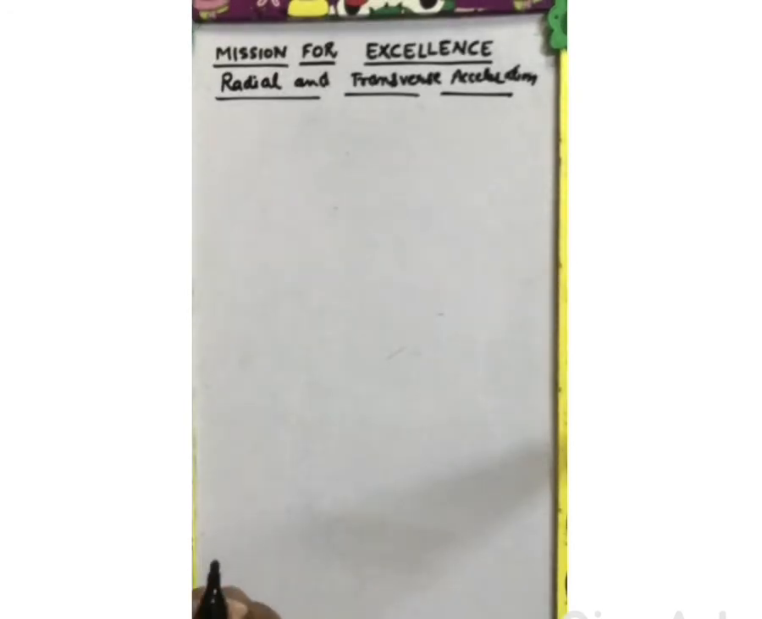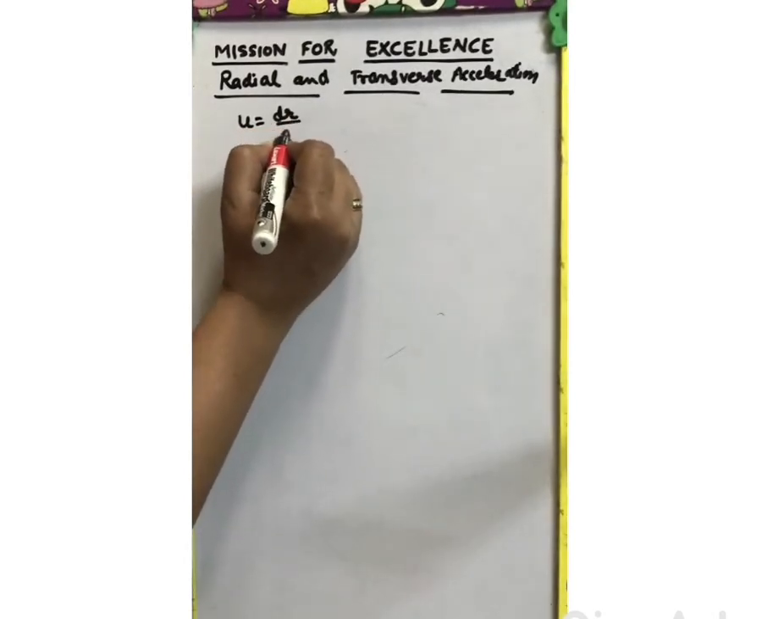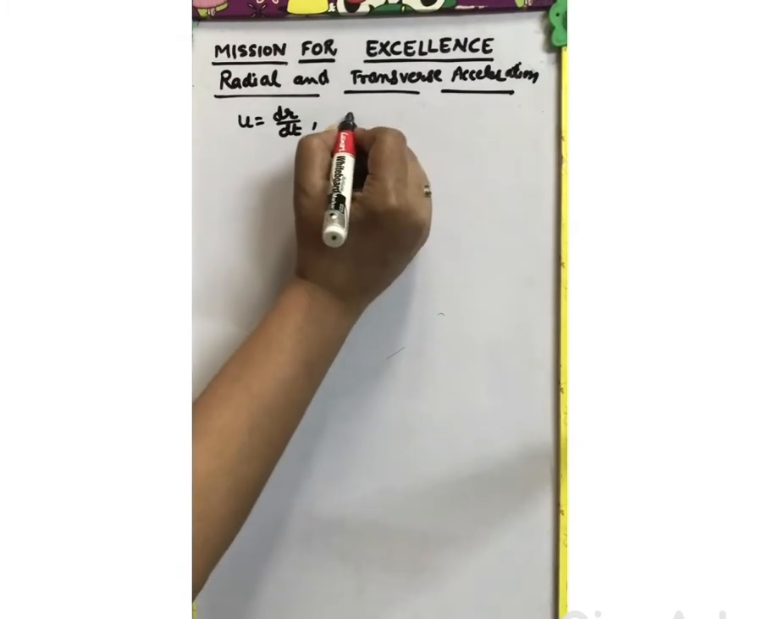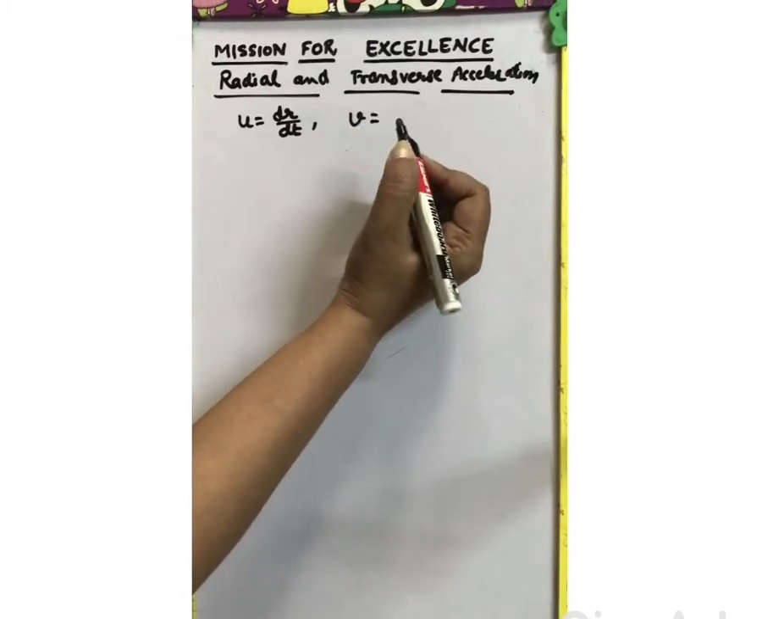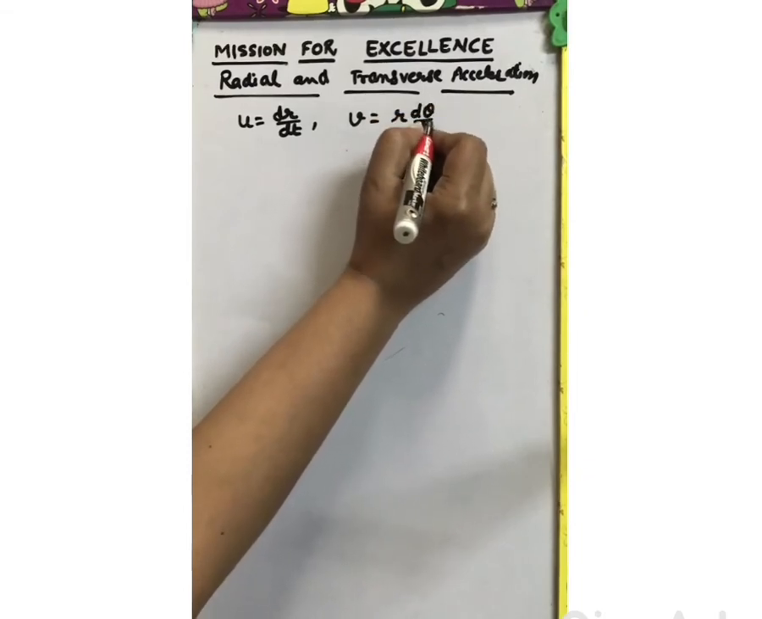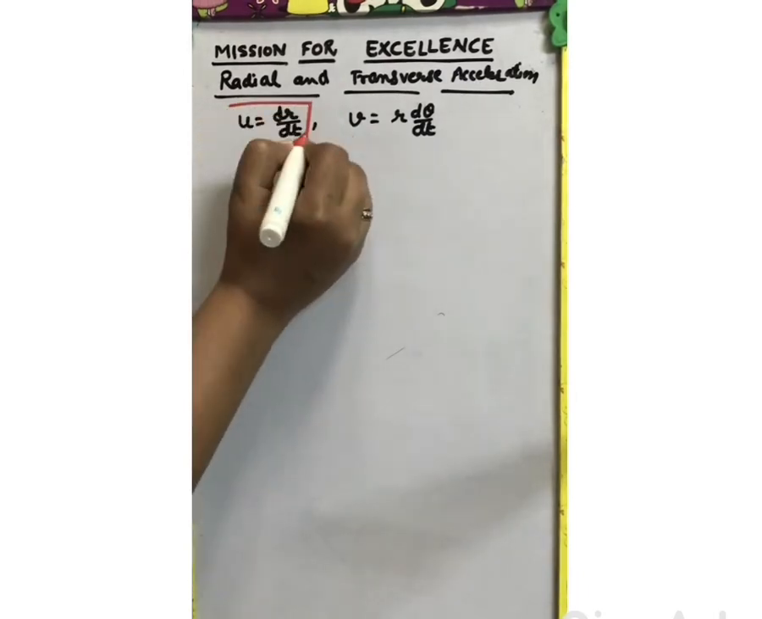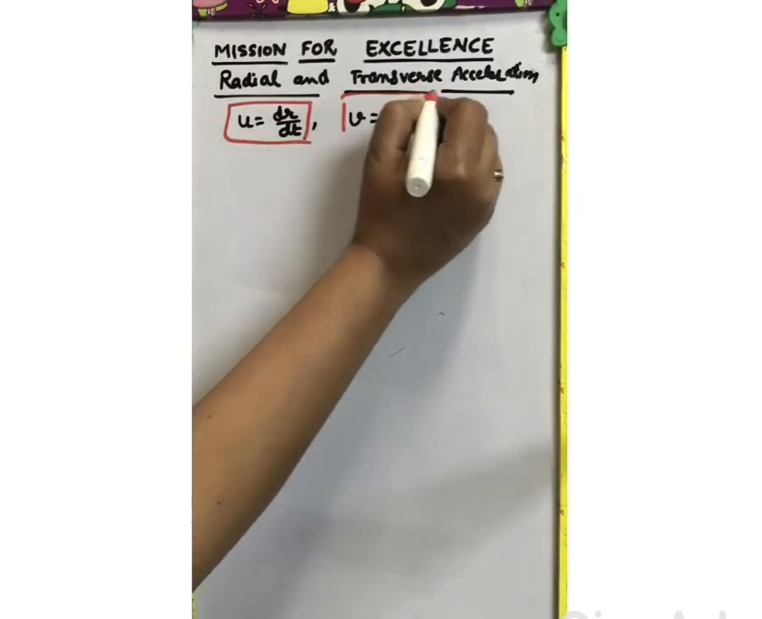In the previous video, we have done the radial velocity denoted as u, which is dr by dt, and the transverse velocity denoted as v, which is r d theta by dt. So these are the previous results we are using here. This is the radial velocity and this is the transverse velocity.